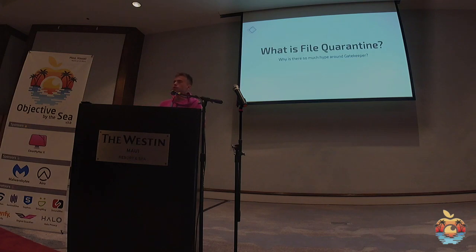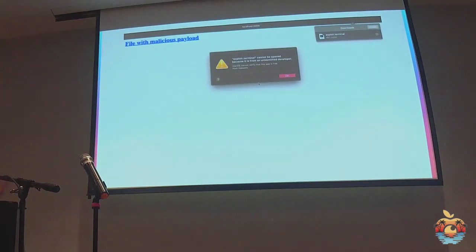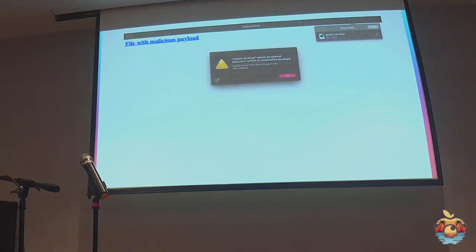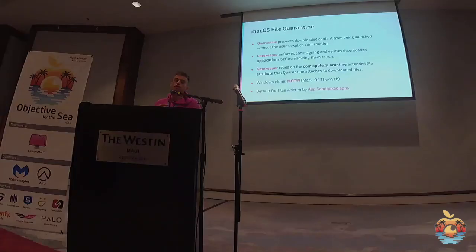So the first question is, what is file quarantine? Why is there so much hype around Gatekeeper? I hope everyone has seen Gatekeeper in action. For example, this dialog is created by the Gatekeeper mechanism, or the file quarantine mechanism, would be better to say. In general, the file quarantine mechanism prevents downloaded content from being launched without the user's explicit confirmation, like you need to click a button to run content downloaded from the web.